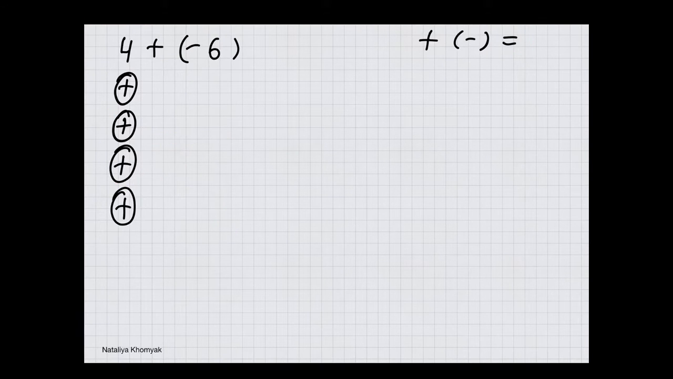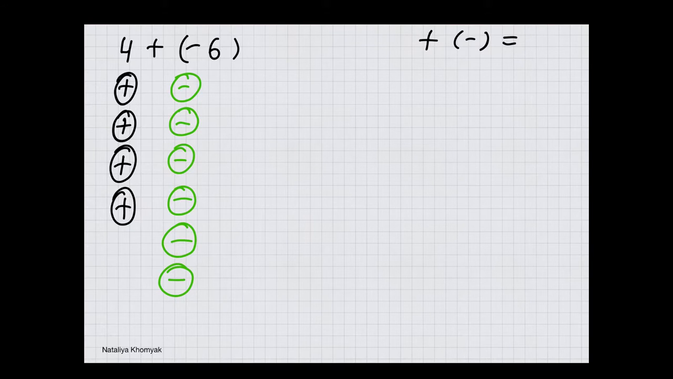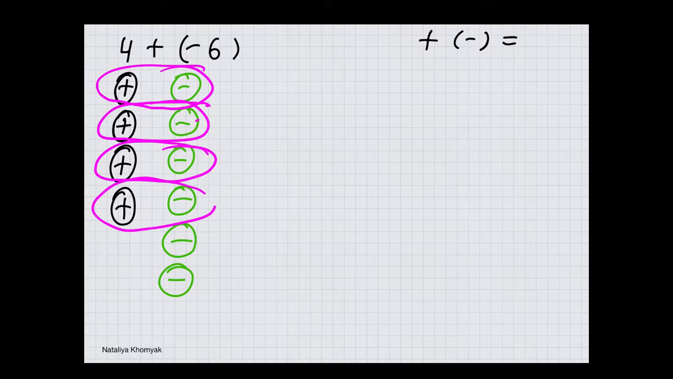Over here we have positive 4 plus negative 6. We have negative 1, negative 2, negative 3, negative 4, negative 5, negative 6. Once again, we have neutral pairs. These have charge of 0. And as a result, we have 2 charges left over and the sign is negative. So adding a negative is just like subtraction. Positive times a negative is a minus.